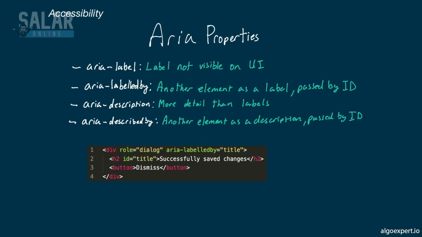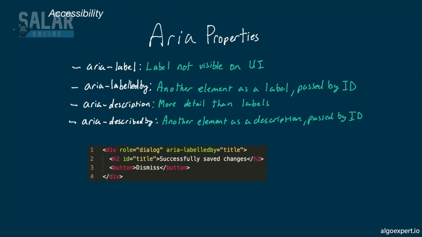Now let's go ahead and look at a few more ARIA properties that we can use to enhance the accessibility of our websites. First we have the ARIA label attribute, and this allows you to label some element, but this label won't be visible on the UI when it gets rendered. It will just be part of the markup and part of the accessibility tree.